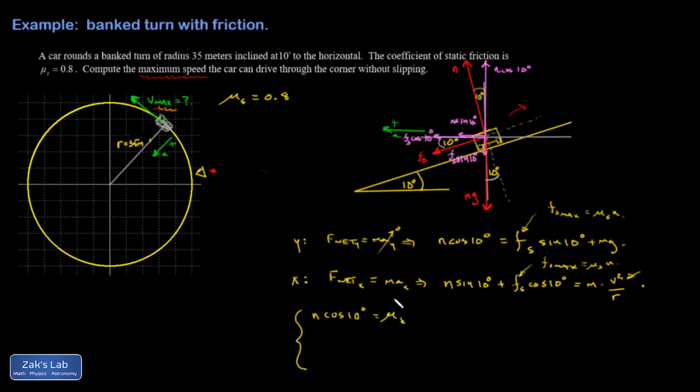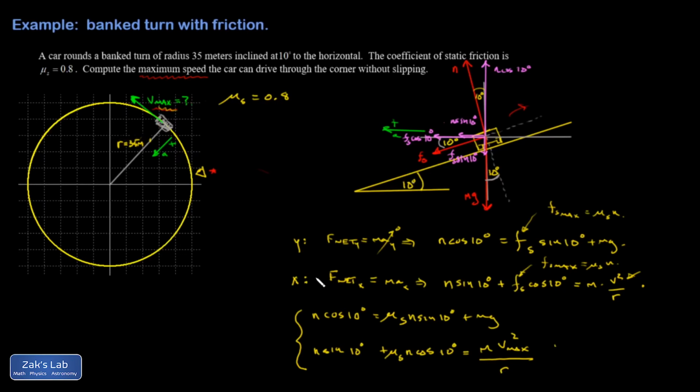So, oops, that's not a kinetic friction. Mu s N sine 10 degrees plus mg. And then in my x direction, I have N sine 10 degrees plus mu s N cosine 10 degrees equals m v max squared over r.